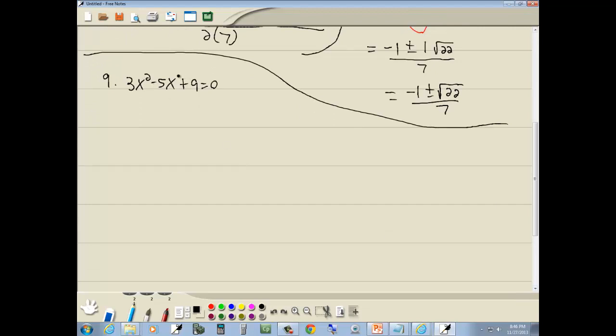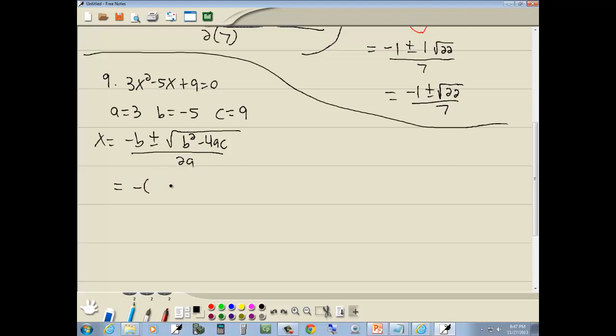Well, we have 0 on one side, so it's in perfect form to use the quadratic formula. A is going to be whatever's before x squared, which is 3. B is going to be our number before x, which is negative 5. And C is going to be our number at the end, which is 9. We've got x is equal to negative b plus or minus square root of b squared minus 4ac all over 2a.